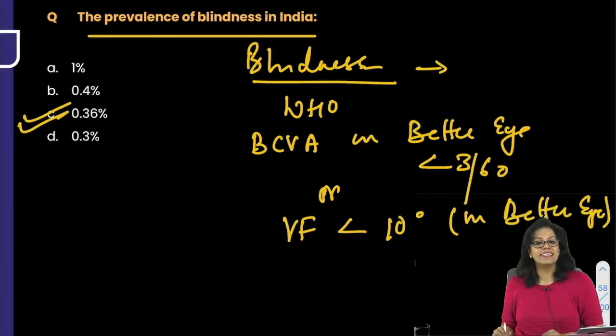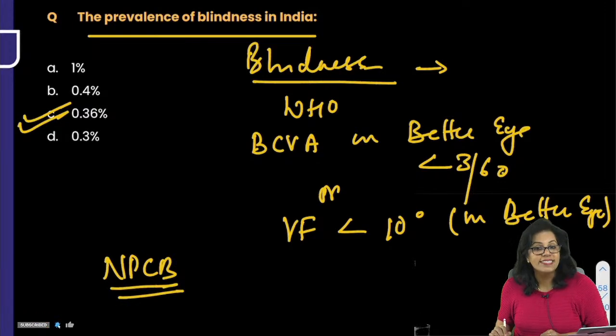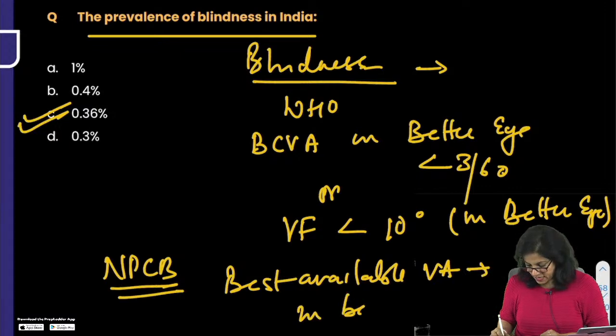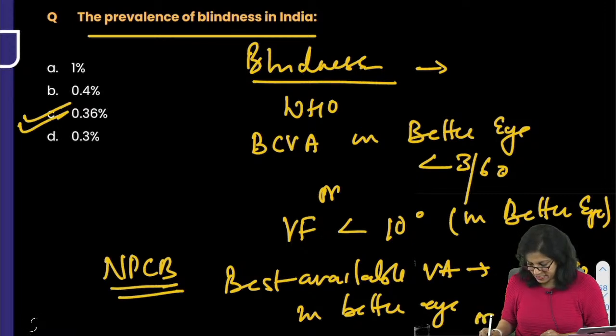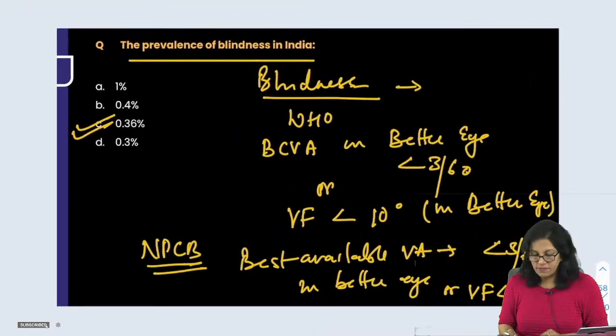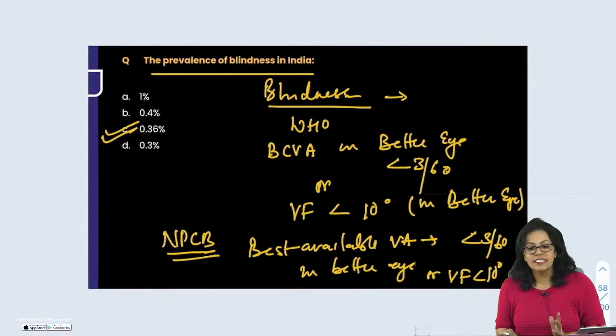Okay, what does the NPCB say? In 2017 they have changed the definition, and the National Program for Control of Blindness also says less than 3/60. But instead of saying best corrected visual acuity, we just say best available visual acuity in the better eye of less than 3/60, or visual field of less than 10 degrees in the better eye. Everything else is the same. Okay. Best presenting visual acuity or best available visual acuity, this is how you have to learn. The rest is the same.